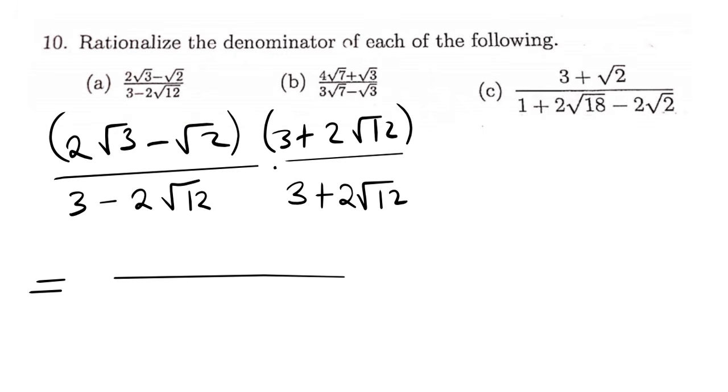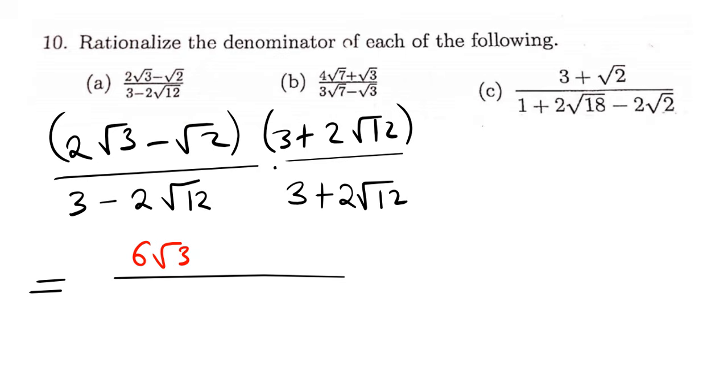Okay, so what do we have when we multiply on top? For the numerator, 2 root 3 multiplied by 3 gives me 6 root 3. Then I have 2 root 3 multiplied by 2 root 12. Here I'm supposed to be very, very extra careful. So what are we then going to have?